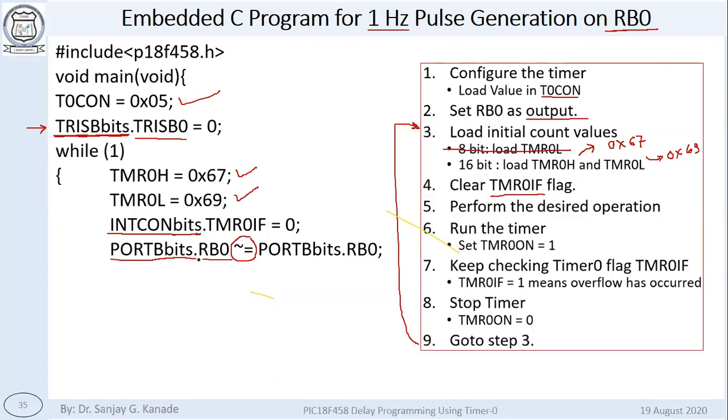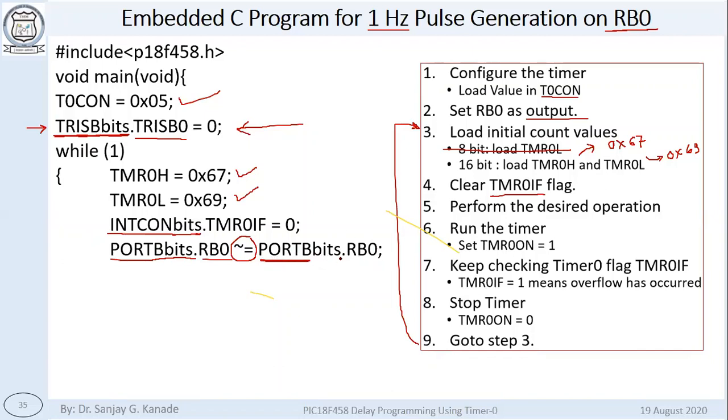Please note that here the register is PORTB. Earlier the register was TRISB. Why is it so? Because there we were just setting that particular pin as output pin, and for that we have to use the TRIS register. And when we are actually sending some value, when we are actually assigning some value to a particular pin, at that time we use the PORT register, right? Here we are actually sending the value to the PORTB register.